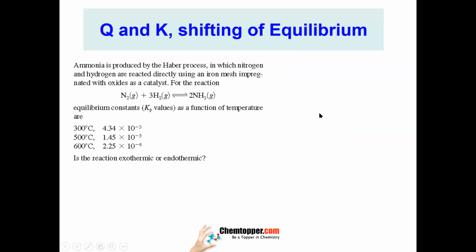Okay, let's do this one. This one is really interesting. And I want all of you to use your brains and answer this question. Look at this. Temperature increasing or decreasing?